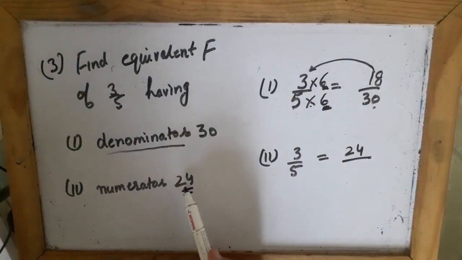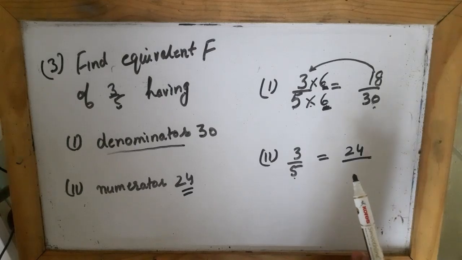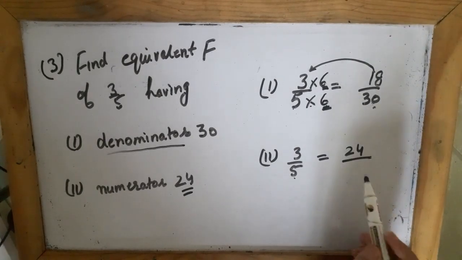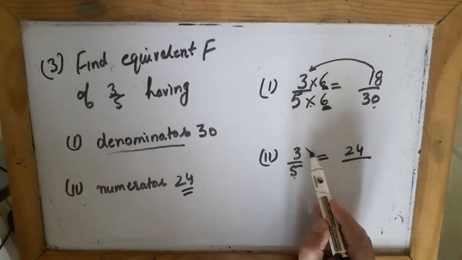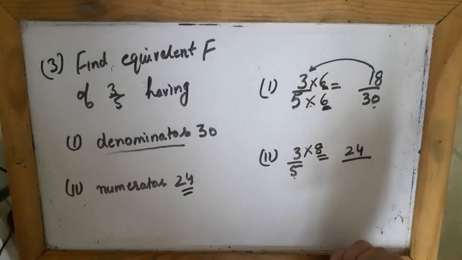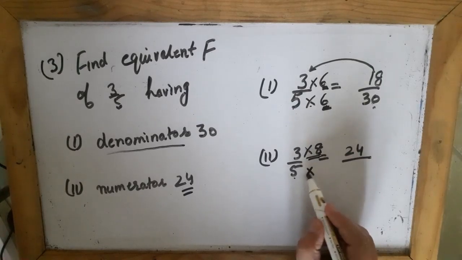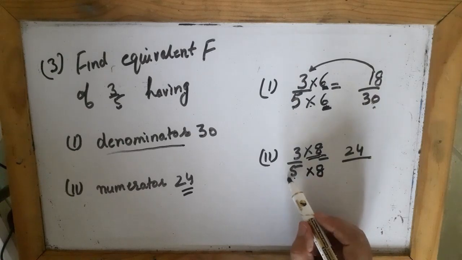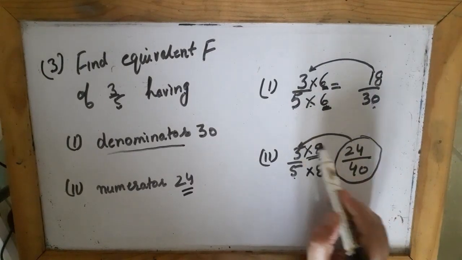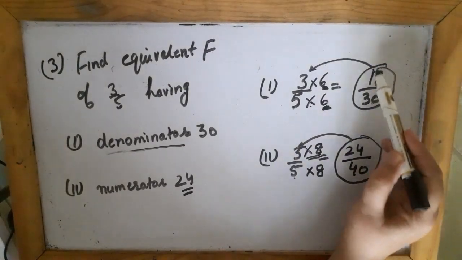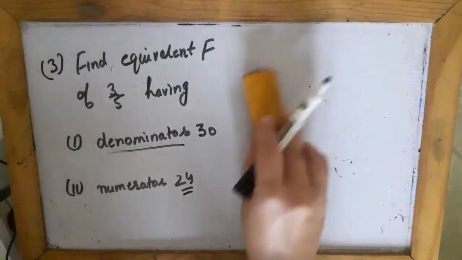Now in the second part they are saying to find the equivalent fraction of 3 by 4 which should have numerator 24. It means I have to find the denominator here. Now I can see how I can turn 3 into 24. If I multiply this with 8, it becomes 24. 3 8s are 24. Now it means with the same number I will multiply the denominator also. So 4 8s are 32. So this is the equivalent fraction with the numerator 24, and the other is the equivalent fraction with the denominator 30.